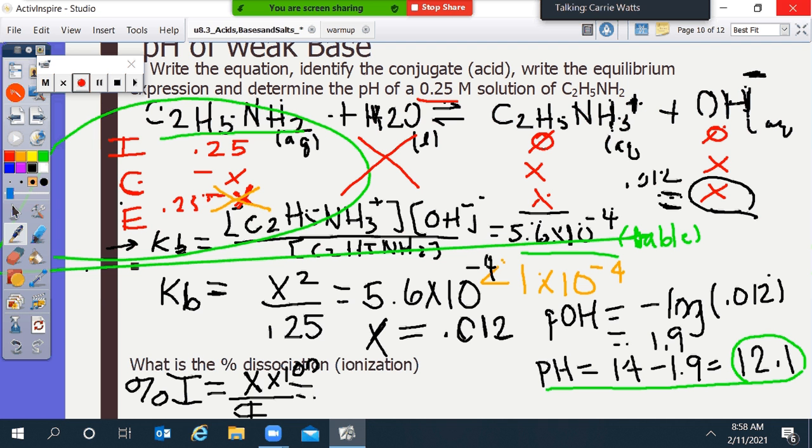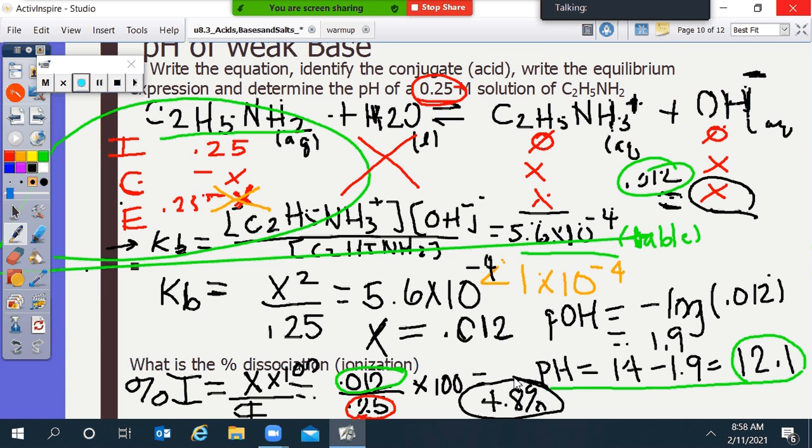So x is going to be 0.012. I is 0.25. It's given in the problem. Just to make sure you understand where this I came from, it's right here. And the x is right here. Times it by 100. And I ended up with 4.8%. So you always remember that percent dissociation or ionization is x over I, change over the initial amount, times 100.